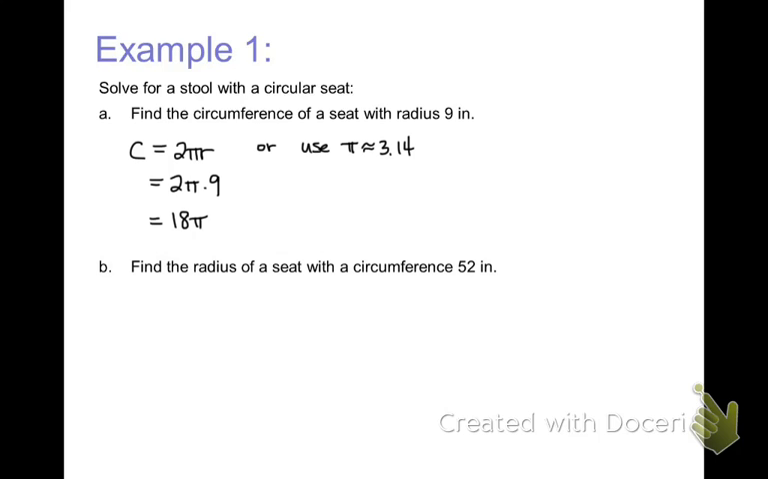In which case, what do you guys get for the circumference then? So you guys would get the circumference is approximately 18 times 3.14. What is that? 56.52. Okay. So now I've got a better idea of how many inches that is, but I know that I have a bad round-off error because I used an approximation of pi.